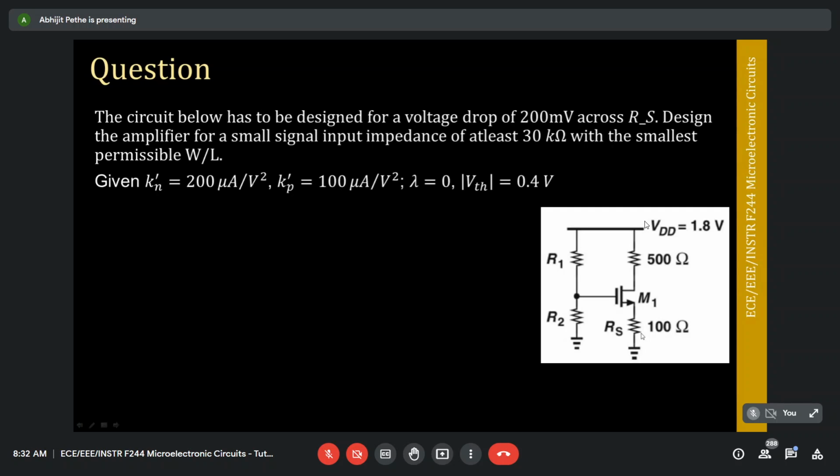Sir, one thing I wanted to understand in the notation: Kn prime, does it include mu n C ox W by L? No. Kn is mu n C ox W by L. Kn prime is mu n C ox. Oh, okay. Right. Remember that.